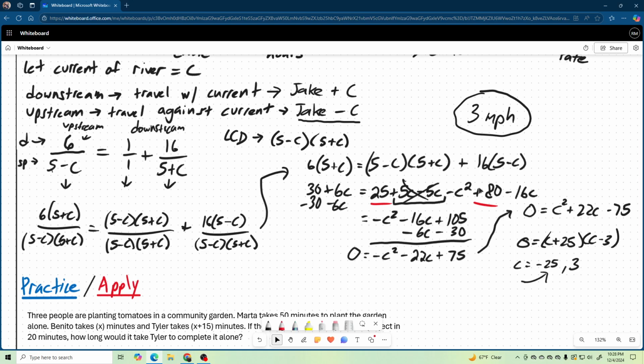We combined like terms, we set everything equal to 0, and then we went over here, we had c squared plus 22c equals negative 75. We determined that positive 25 and negative 3 multiply to make negative 75, which they do, right? And then positive 25 and negative 3 add to make positive 22, which gave us the answers c equals negative 25, right? Because 0 equals this, we set it equals 0. So c equals negative 25 and c equals 3, which essentially is going to tell us, well, it can't be negative, right? We can't have a negative speed. So the answer had to be 3.